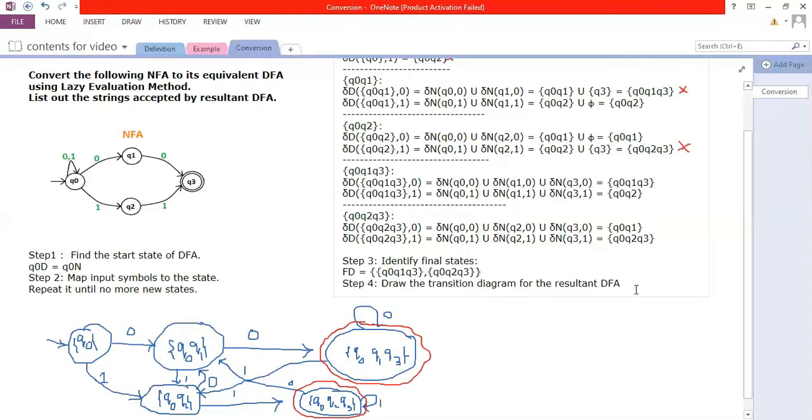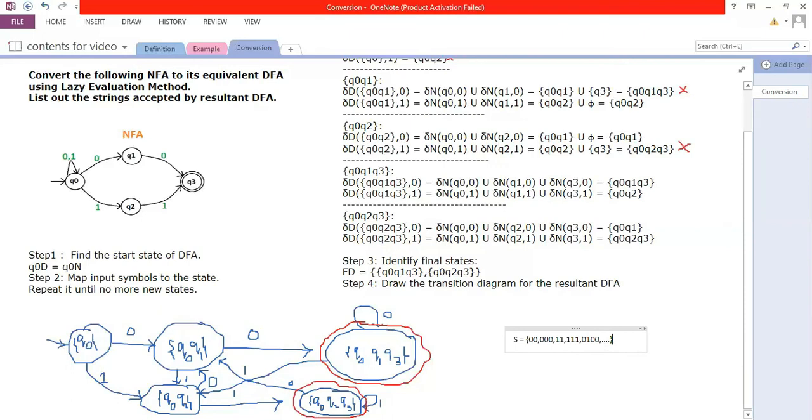It also says list out the resultant strings accepted. So what strings, you can just check it out. Strings accepted would be, it accepts 0, 0, 0, 0, 0. It accepts 1, 1, and 1, 1, 1. It accepts 0, 1, 0, 0. You can just list out accordingly. It goes on. So you can just list out some of the examples and stop it there.